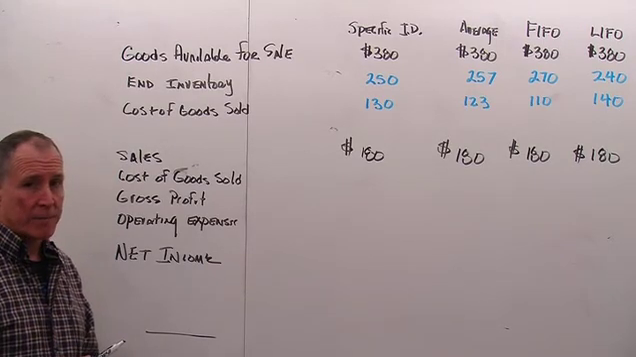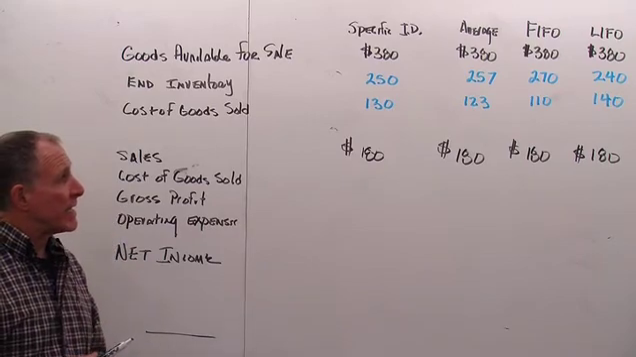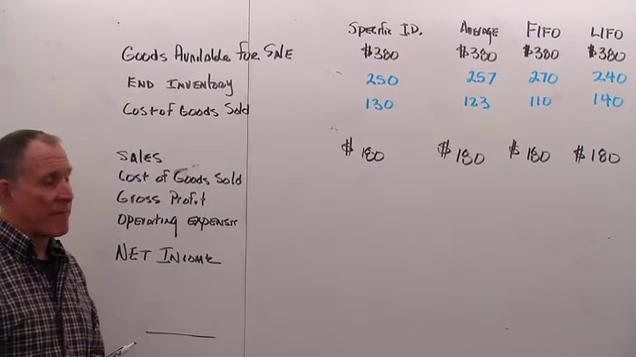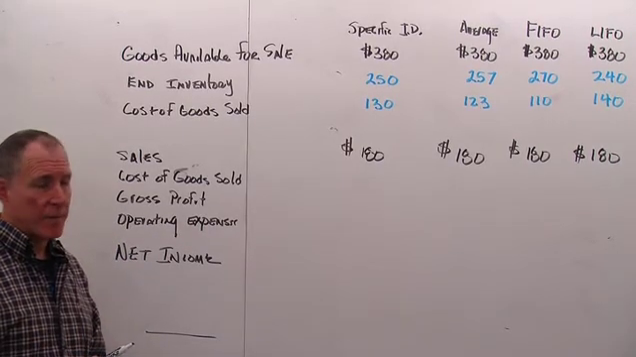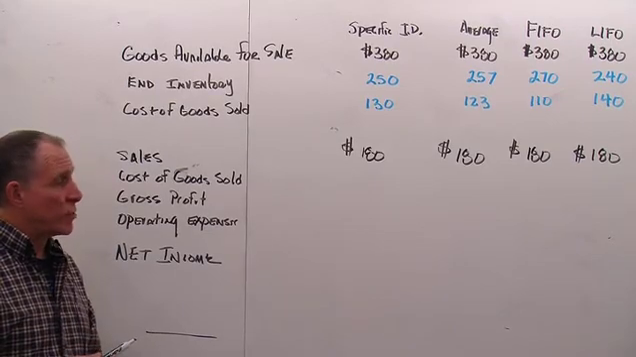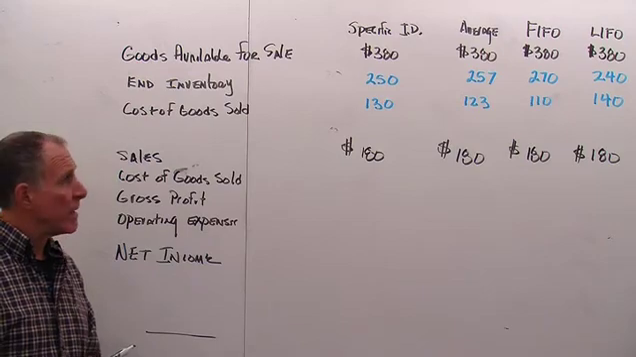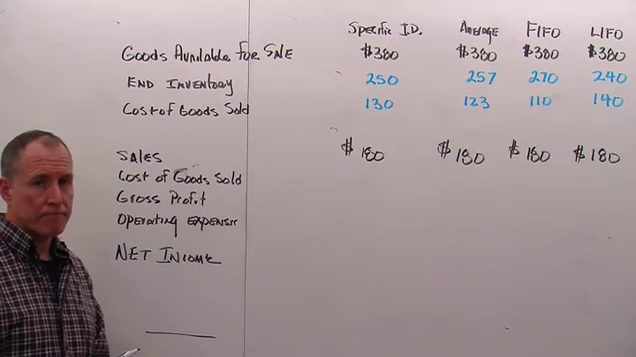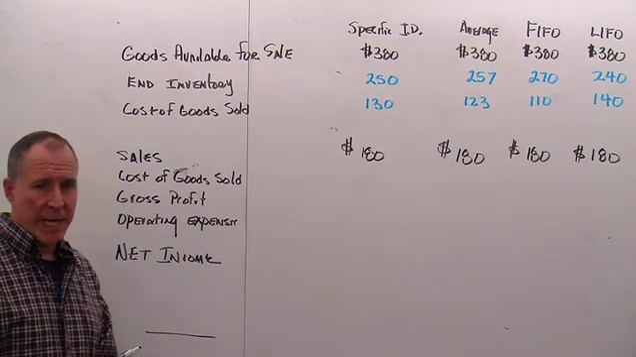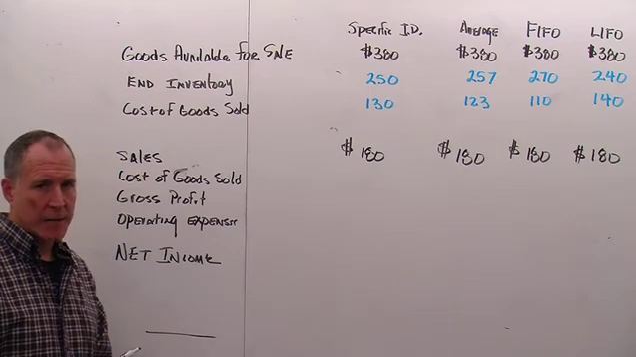Give you an example. In the specific ID column, that's the first one there, we have ending inventory of 250 and cost of goods sold of 130. Those two blue figures added together equal 380. You will find that to be the case in each of the columns going across.